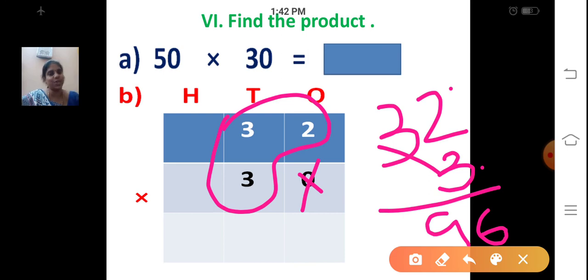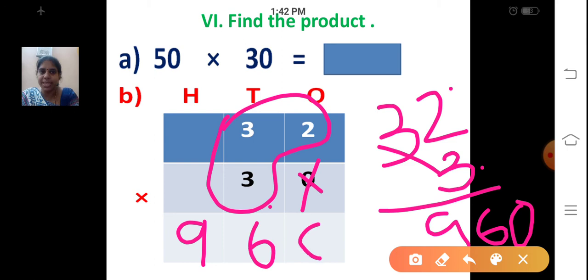I got the answer. So now I have to write the zeros. How many zeros are left now? Only 1 zero, to the right of this answer. So answer is 960. When you have zeros at the last, just leave the zeros. Remaining numbers you multiply, write the answer. Then place the zeros to the right of this answer. Clear? So in this sum 32 into 30, just leave the zero. So we are going to multiply only 32 into 3. Answer is 96. So here we have only 1 zero. So write it to the right of this answer. So 960.